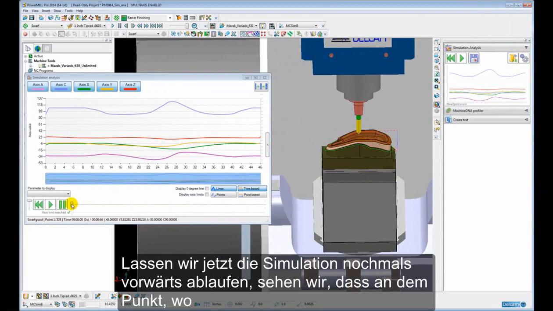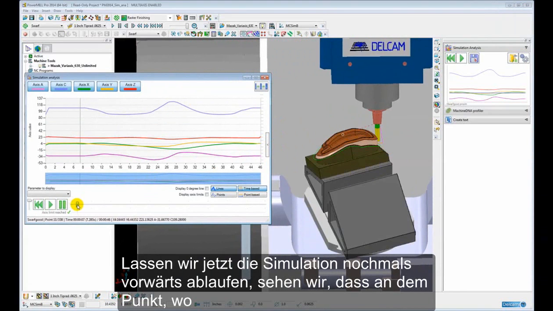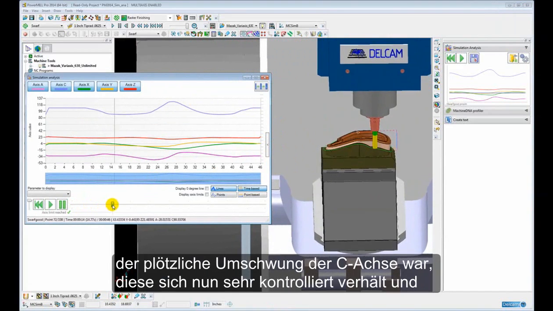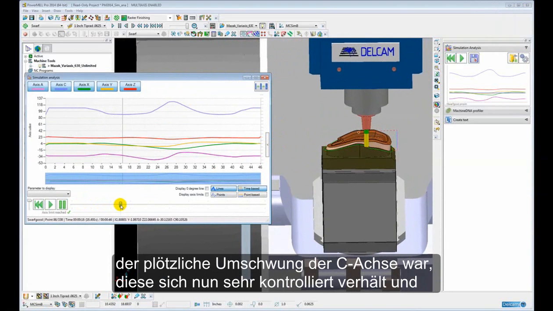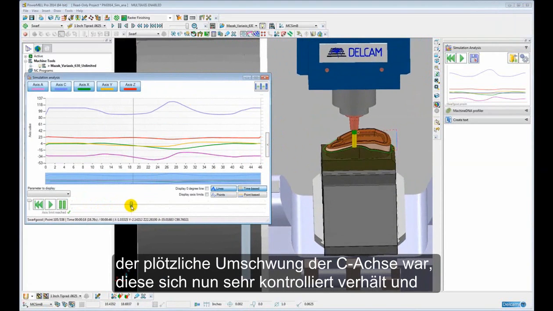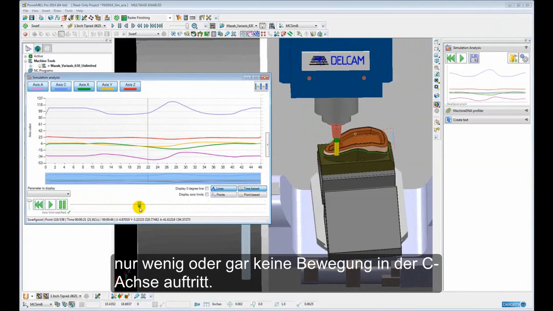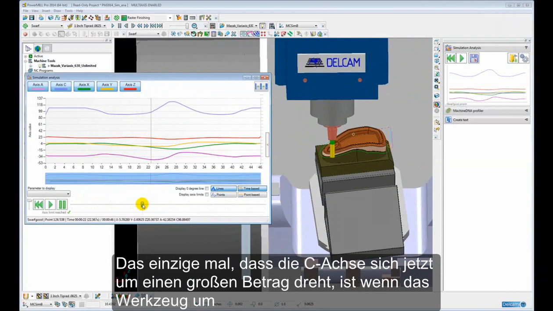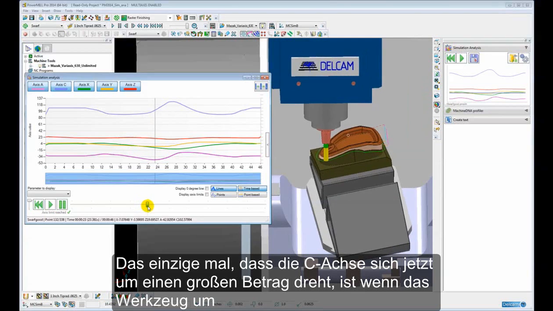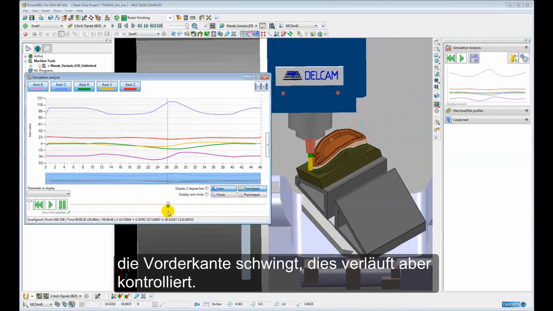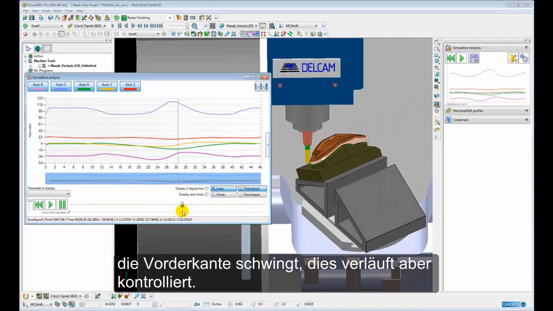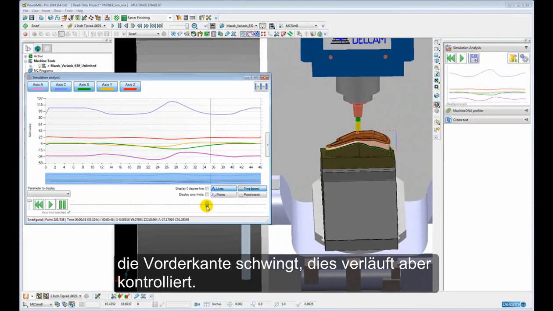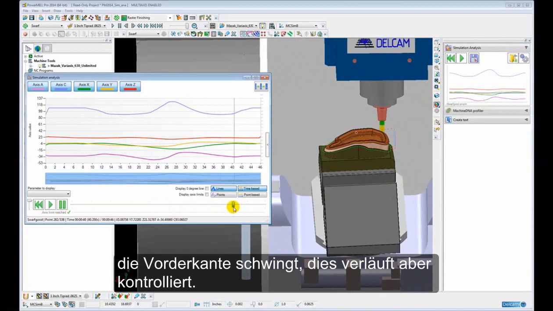So if we now just play the simulation again forward, we can see at the point where we had the sudden swing in the C-axis, it is now nice and controlled and there's very little or no movement in the C-axis. The only time the C-axis now is rotating a large amount is when the tool has to swing around the front, but again it's in a controlled manner and back to the beginning.